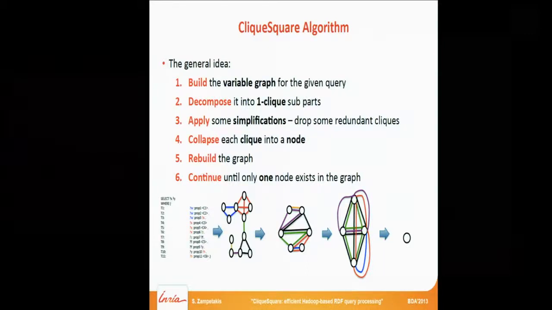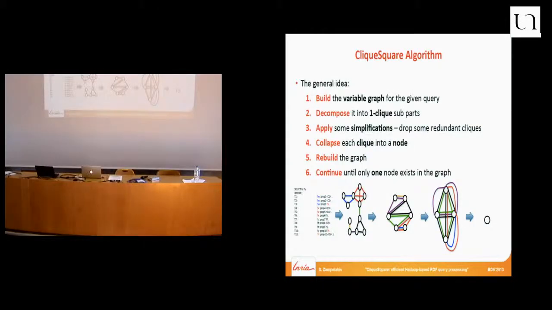Now, let me give you the general idea of our algorithm for queries that don't fall in the first two categories. So we have an algorithm that generates a plan for queries that are not one-clique queries or central clique queries. The idea is that we first build a variable graph for the given query. Then we decompose it into one-clique subparts. We apply some simplification: we collapse each clique into a single node. Then we rebuild the graph, and we continue this procedure iteratively until we reach only one node in the graph. We will see this procedure in more detail.